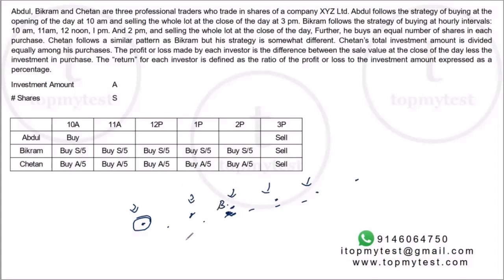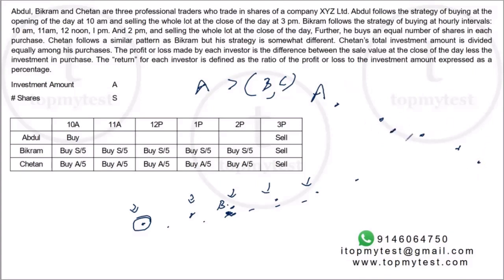And same with Chetan. Chetan also, his cost price will keep on increasing. So if it is a rising market, Abdul will definitely make more money than Bikram and Chetan. Similarly, if it's a falling market, again, Abdul will lose more money compared to Bikram and Chetan.